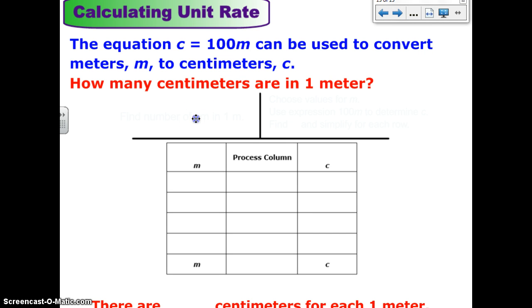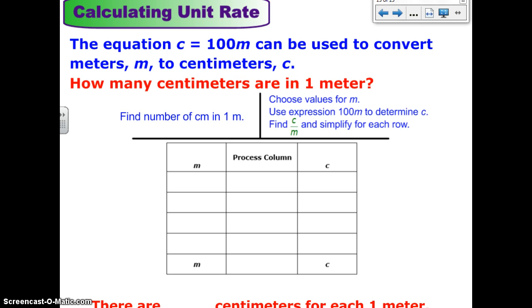How many centimeters are in a meter? We're going to find centimeters in 1 meter. We're going to choose values for m. And you should get 100. Again, the 100 from the coefficient does become my unit rate.